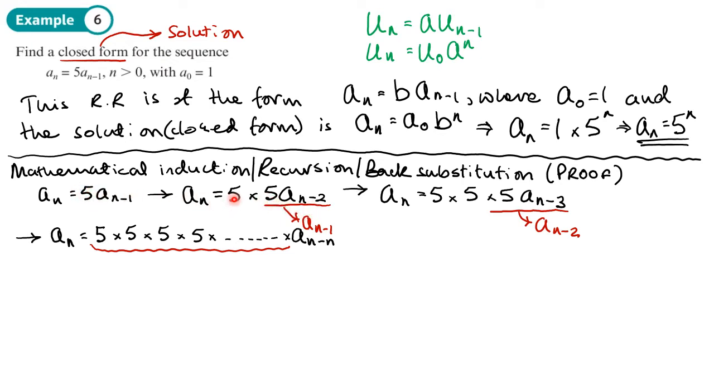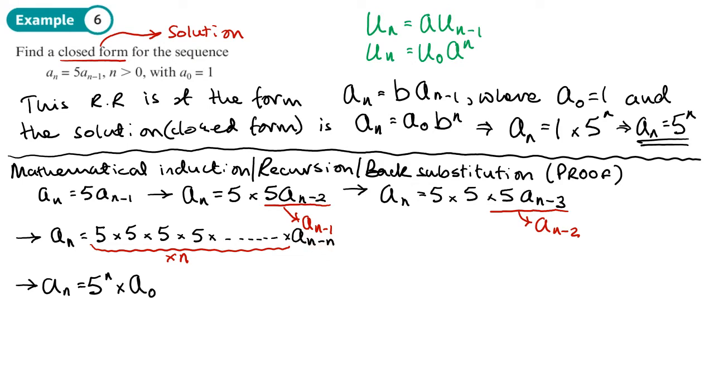a_{n-2} was times by 5 twice. a_{n-3} was times by 5 three times. So a_{n-n} must be times by 5 n times. Now 5 times itself n times is 5 to the power n, times by a_{n-n}, which is a_0, and we know a_0.